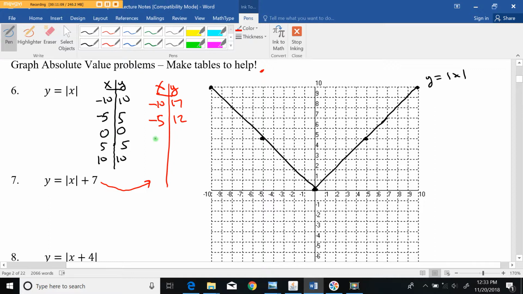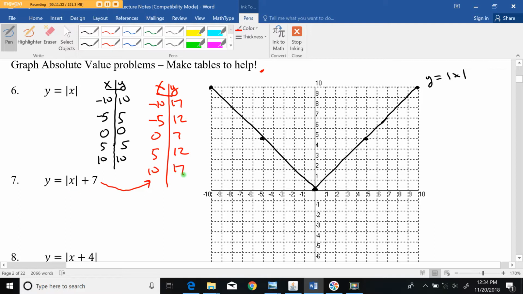Okay, let's see. Put in x equals 0. Let's see what comes out. Put a 0 here, plus 7. We get a 7 out. Let's put 5 into this thing. 5 absolute valued gives us a 12. And again, let's put 10 into this thing. 10 absolute value plus 7 is 17.